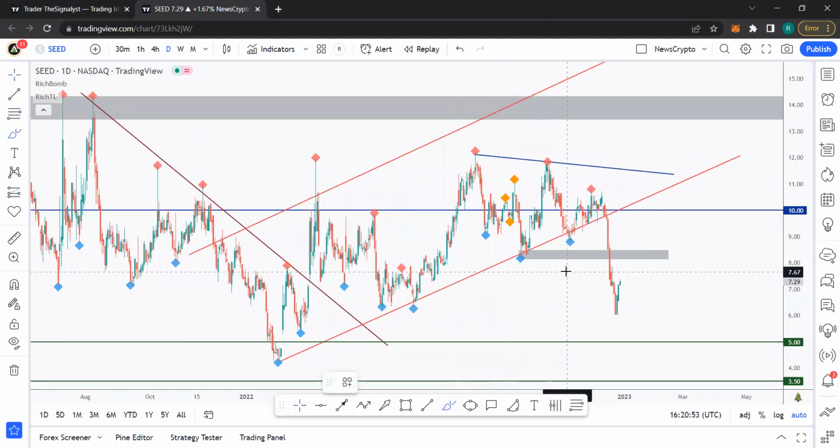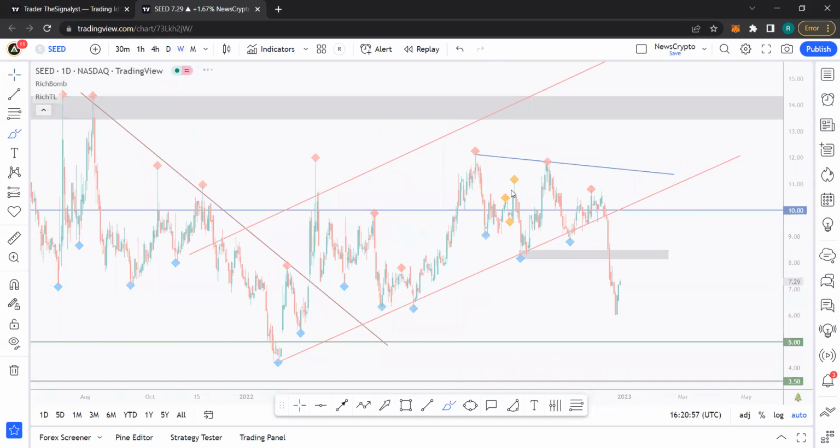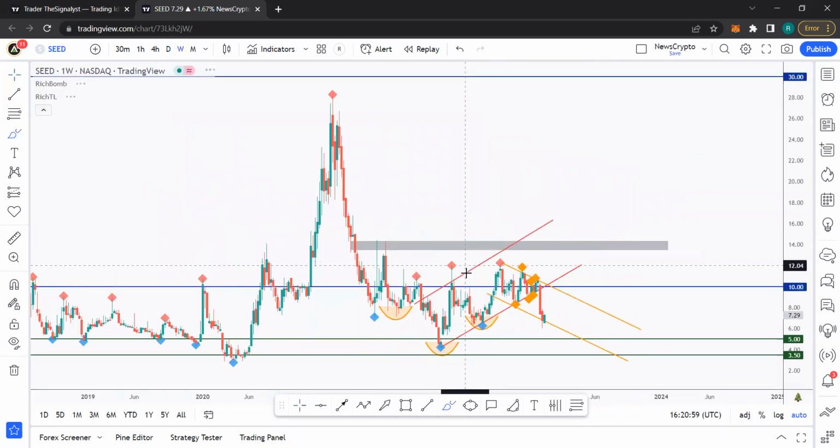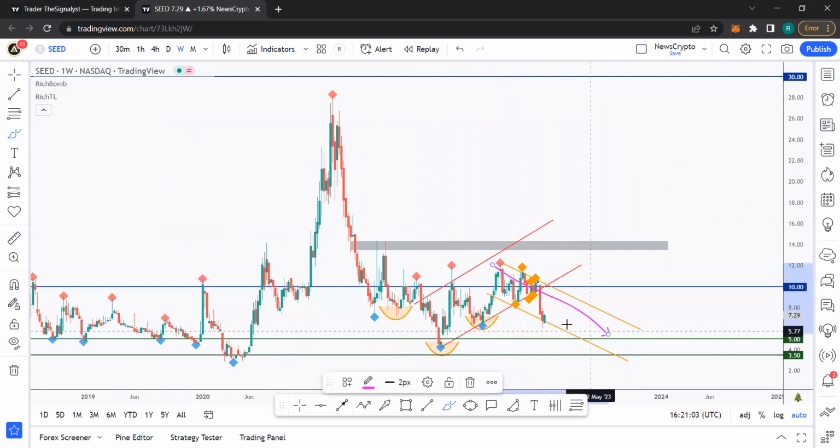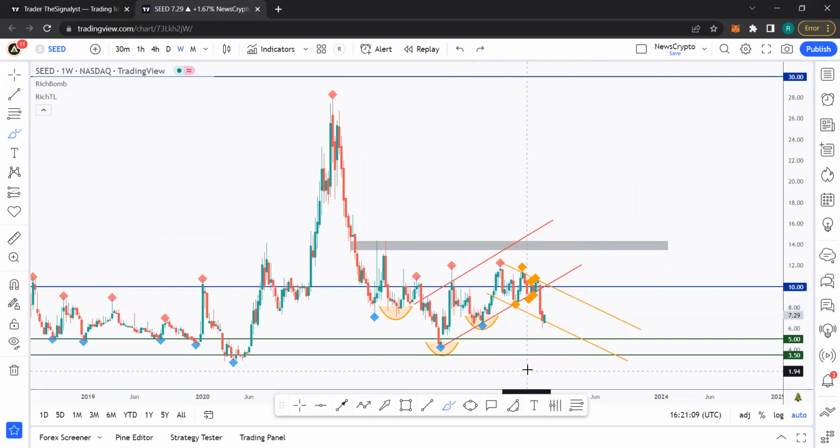Okay, so for seed, as mentioned last week, Mac, unfortunately we broke below this, which I didn't like. If you go to weekly, we are now bearish. We have been bullish previously, now we are bearish. So every bullish movement now would be a correction before the next bearish impulse movement pushes the price lower. And we would remain bearish until or unless we break above this last high.